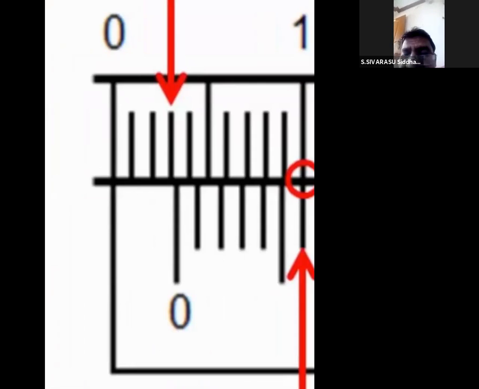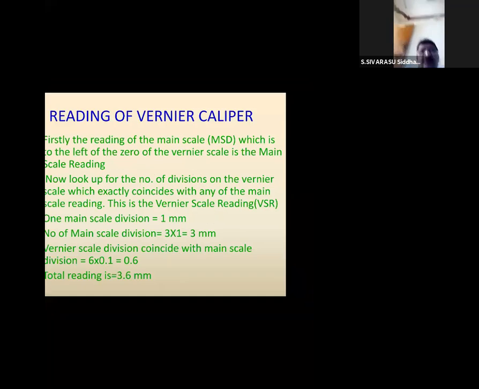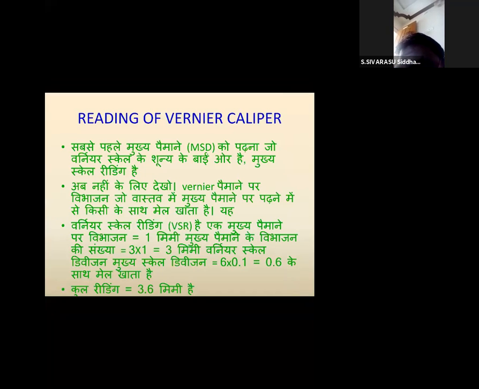Now after that, first you take the 3 main scale divisions. That is 3 mm. Then you have to take the vernier scale division. The 6th division of the vernier scale coincides with the main scale division. That means, as I already told you, least count equals 0.1 mm. 6 into 0.1 is 0.6. So now actually this value is 3.6 mm. 3.6 mm.